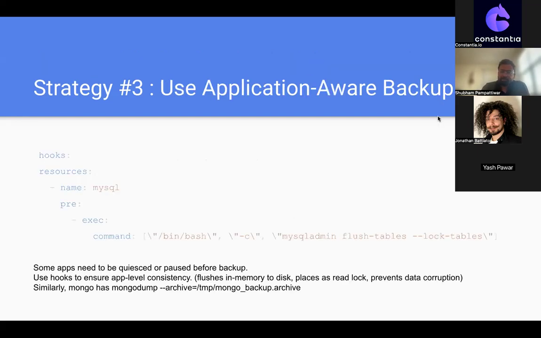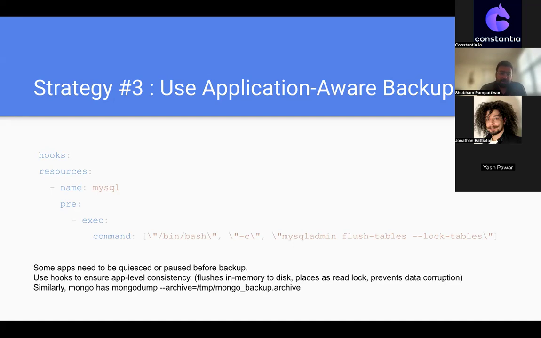So this is strategy number three. This is pretty important in my opinion: using application aware backups. As I mentioned earlier, most of the backup providers have hooks, and here you can see an example of a pre-backup hook. Here we are trying to take a backup of MySQL, and some apps like MySQL need to be quiesced, in other words paused, before you take the backup operations. So here you can leverage hooks.